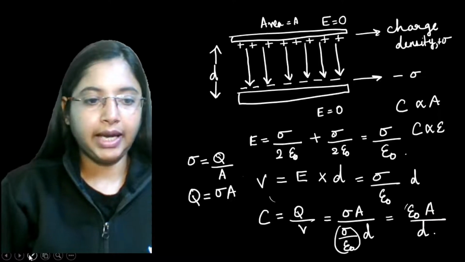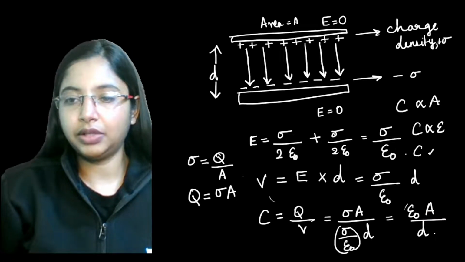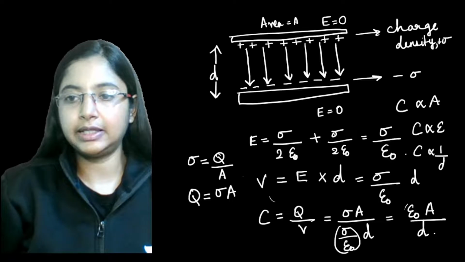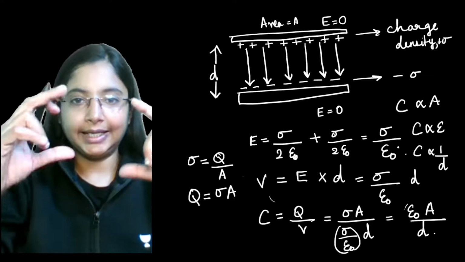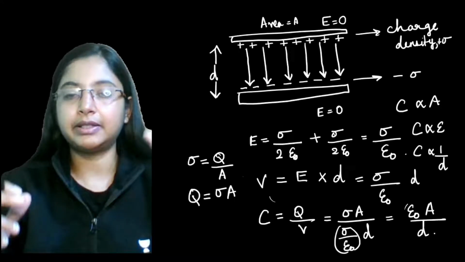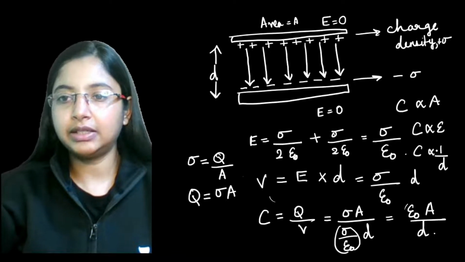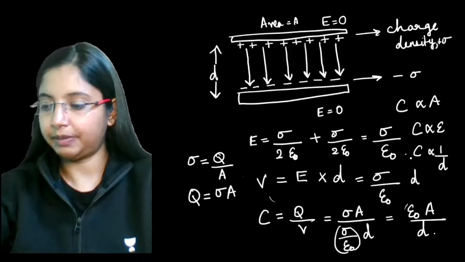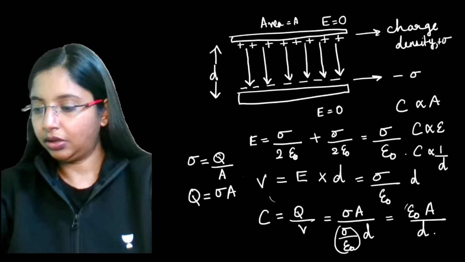And this capacitance is also inversely proportional to the distance between the plates, meaning decrease the distance, capacitance increases. Increase the distance, capacitance will go down. Okay, these are the three things the capacitance of a parallel plate capacitor will depend on.